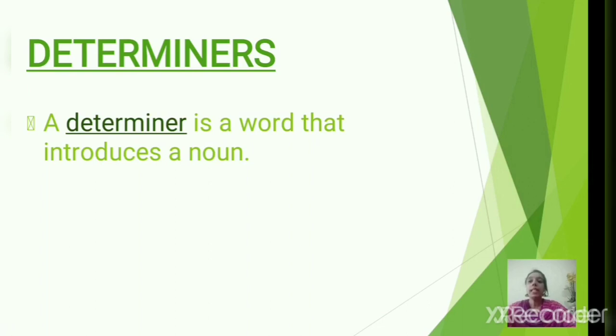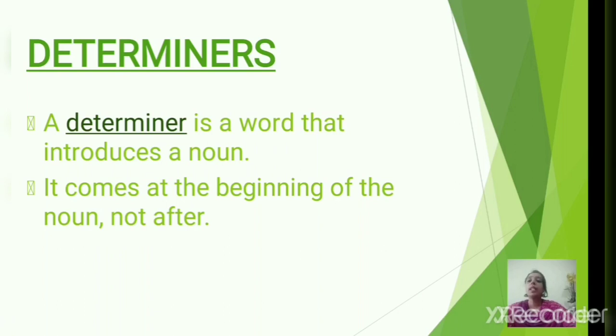A determiner is a word that introduces a noun. It comes at the beginning of the noun, not after. A determiner tells about the noun and it introduces the noun. A determiner is a word that comes in front of the noun.